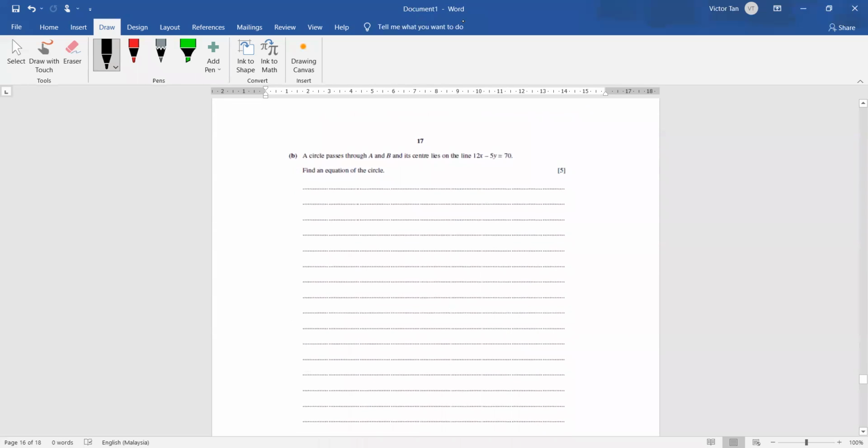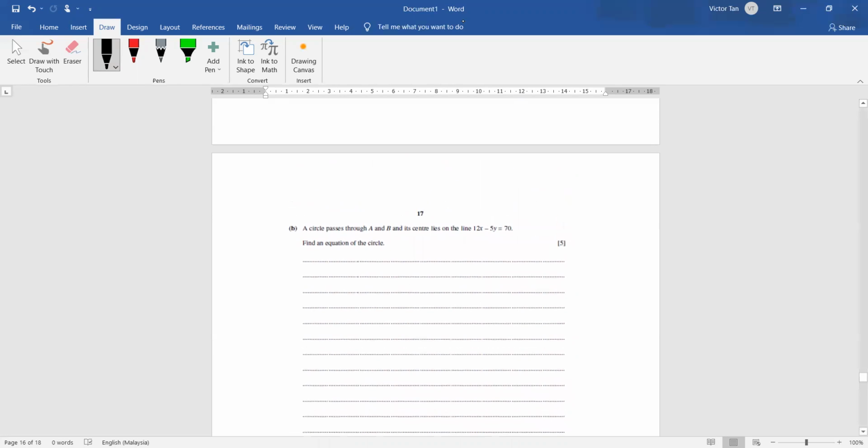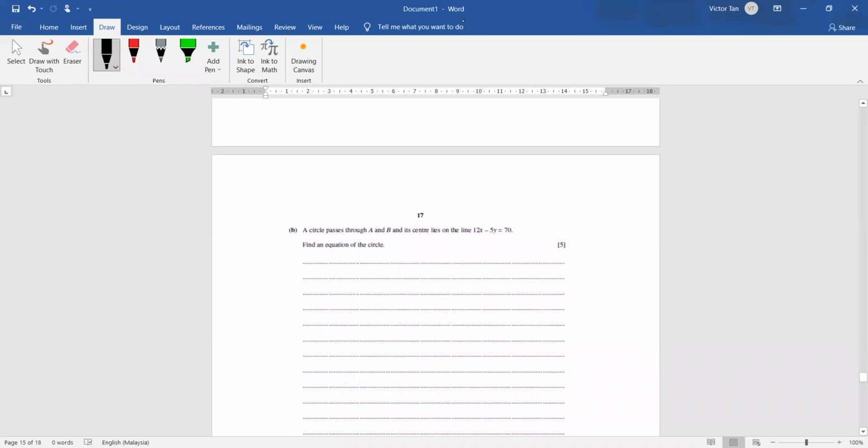A circle passes through the points A, B, and its center lies on the line 12x plus 5y equals 70. Find an equation of the circle.